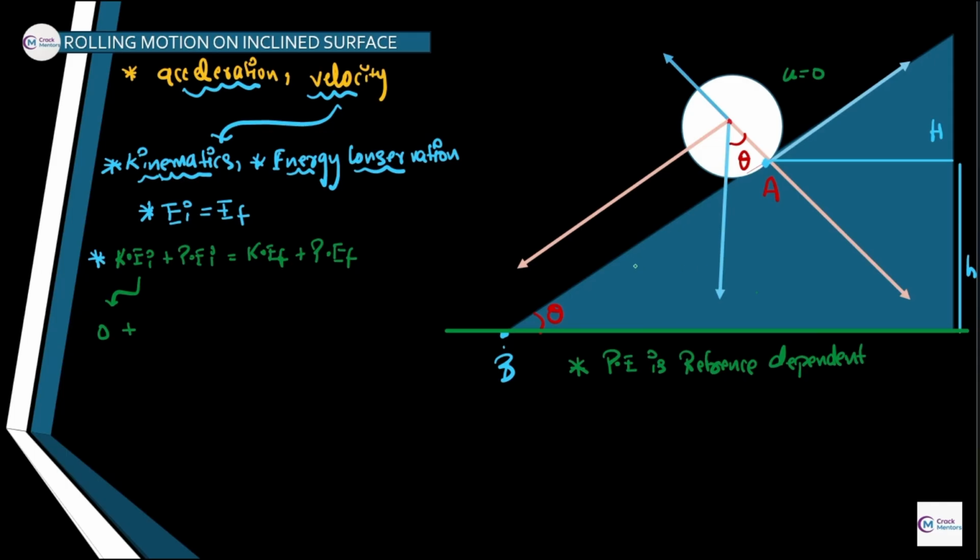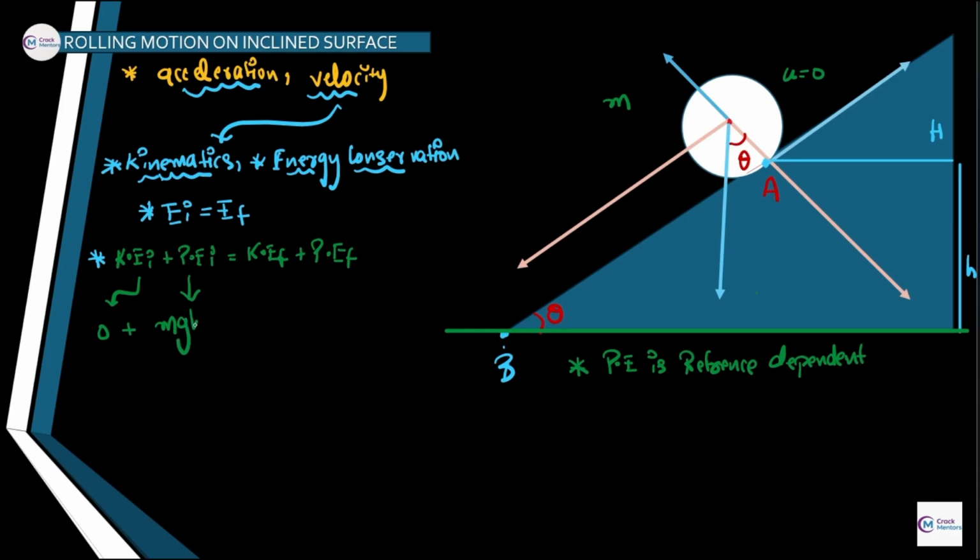Okay, there is an important thing that I want to mention. I have assumed the point A, and from the bottom of the surface to point A, I have assumed the height small h, and the initial potential energy is mgh.